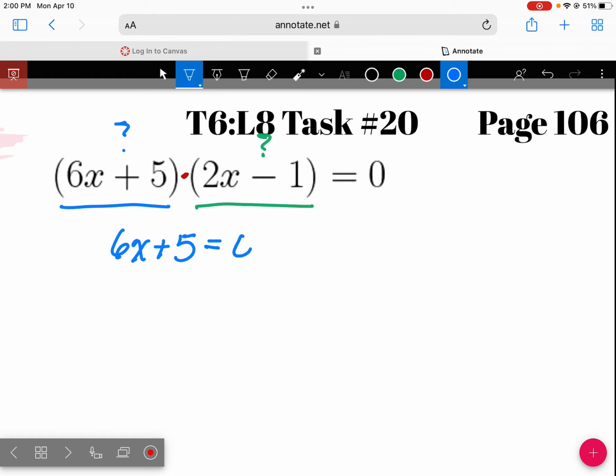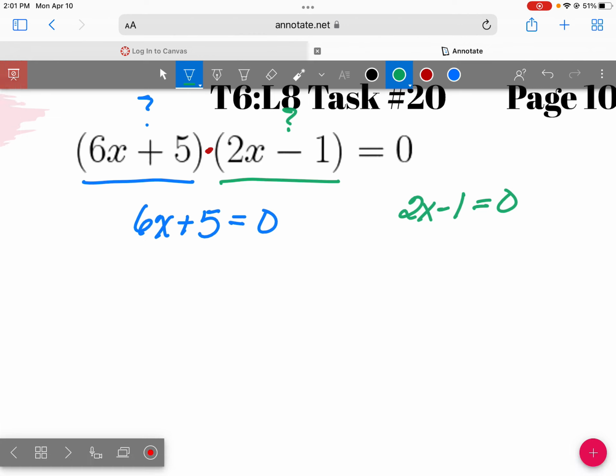So I could put 6x plus 5, set it equal to 0. I can put 2x minus 1, set that equal to 0. So do you see why I don't have to and don't necessarily want to distribute? Because it's already in factored form, which is what we try to get to when we do Xbox.